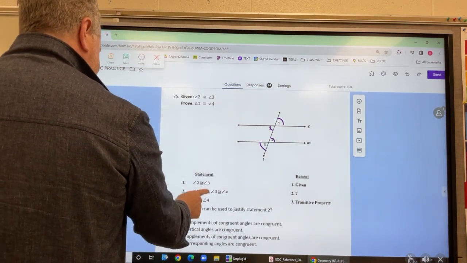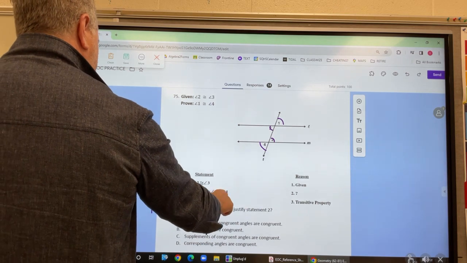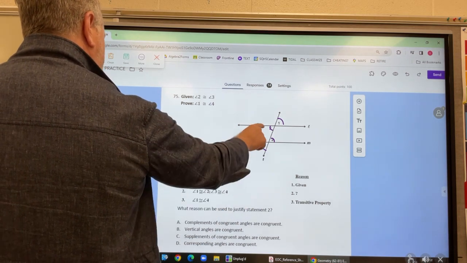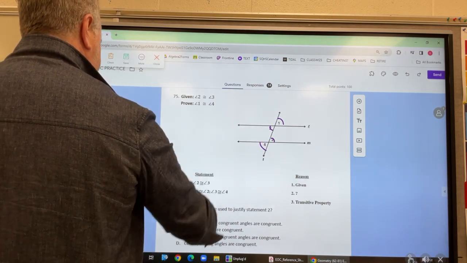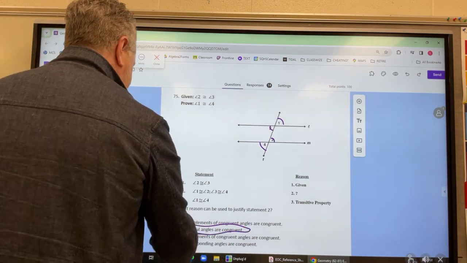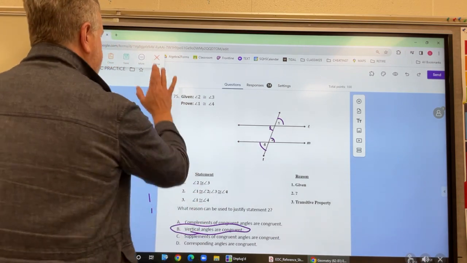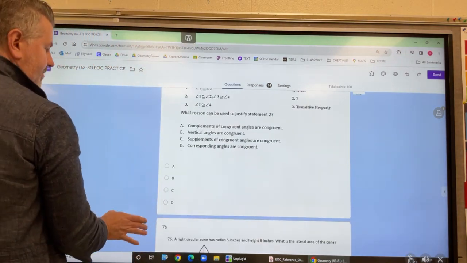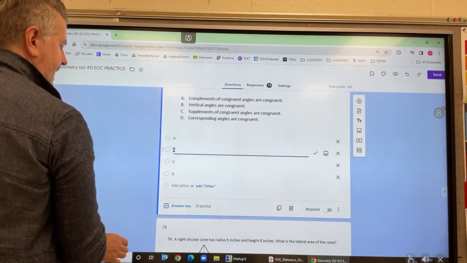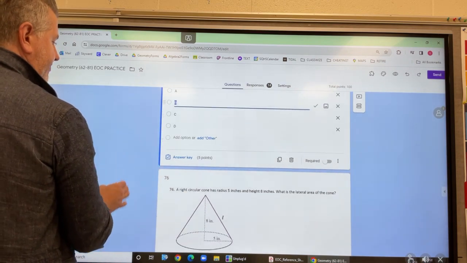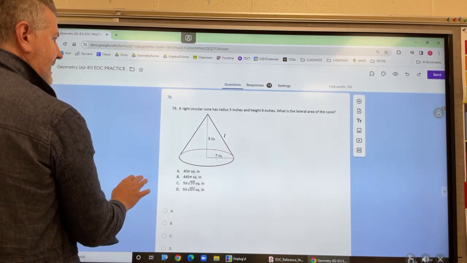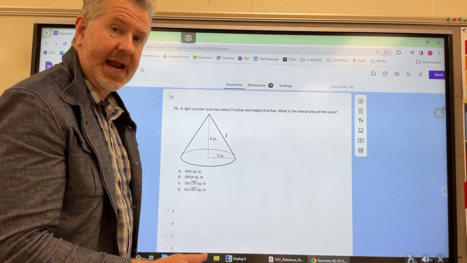And the reason is, why is 1 and 2 congruent and 3 and 4 congruent? Oh, vertical angles. That was easier than I expected. See, my brain ran toward the solution, but I wasn't actually reading the problem. So the reason that those are congruent is vertical angles. So that was actually a very easy problem, and you guys were freaking out.